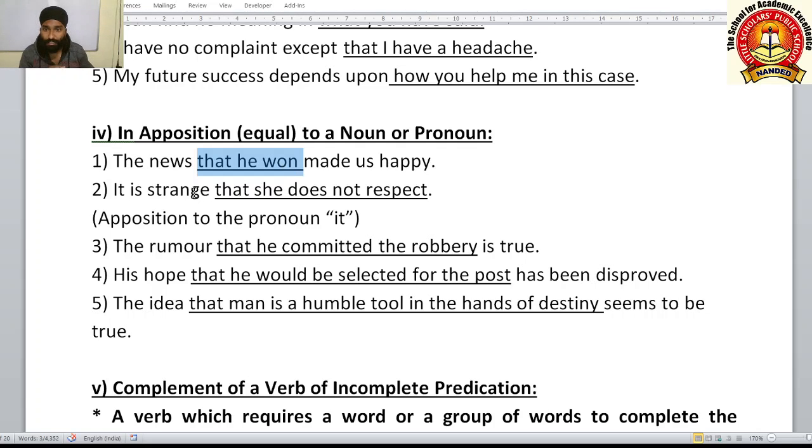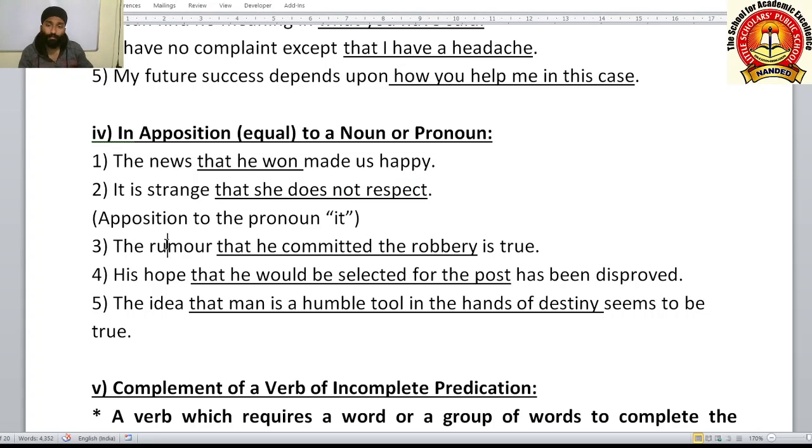Now here, it is strange that she does not respect. This is equal to the pronoun it. What is strange? That she does not respect. That she does not respect is telling what the it is. It is strange. What is strange? That she does not respect. This is apposition to the pronoun it.